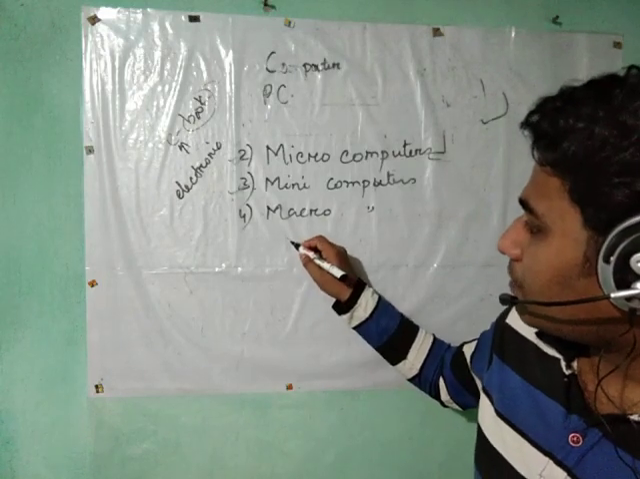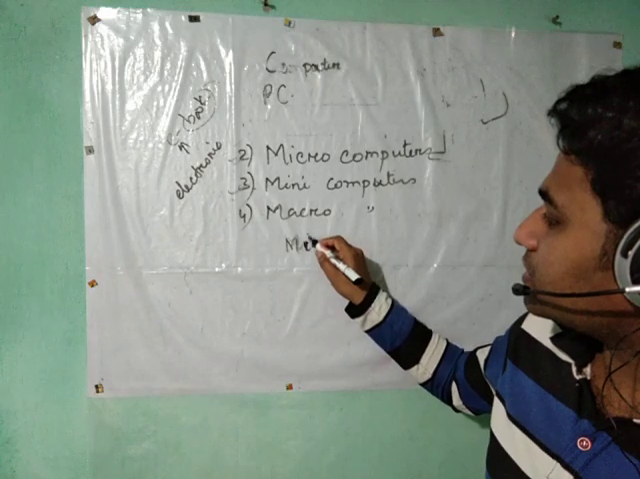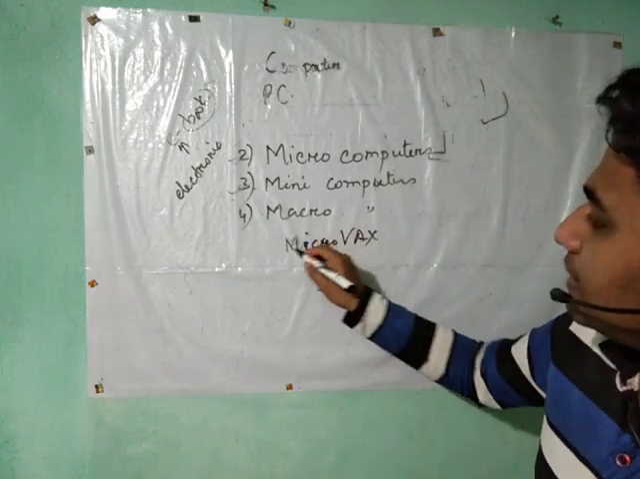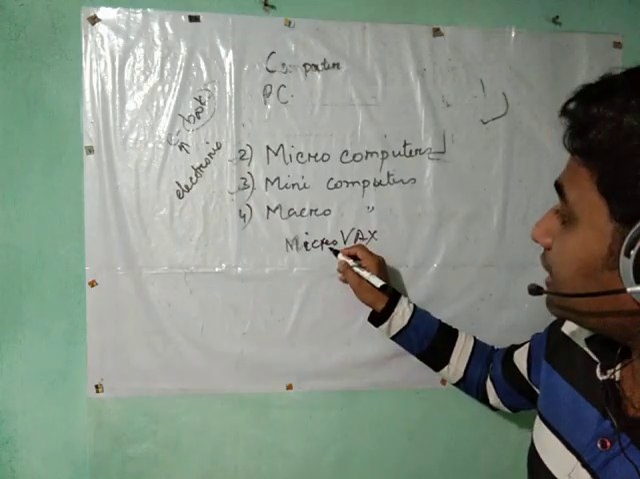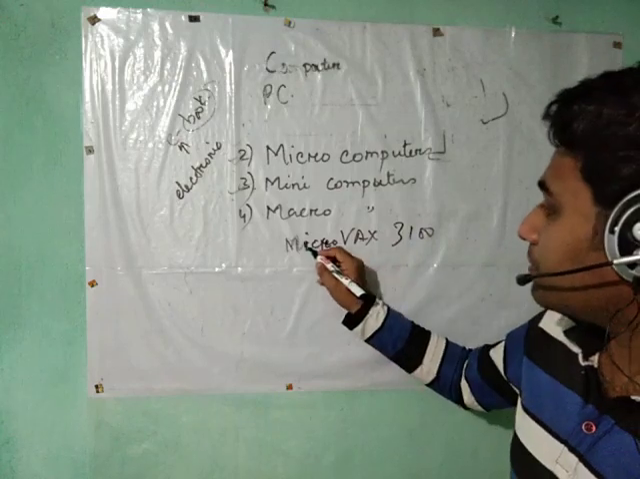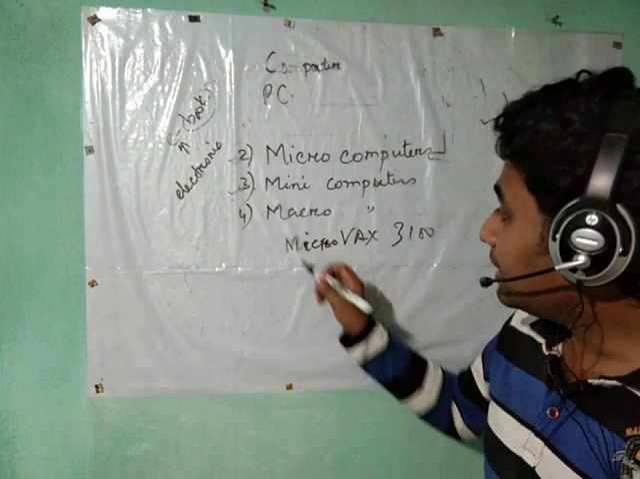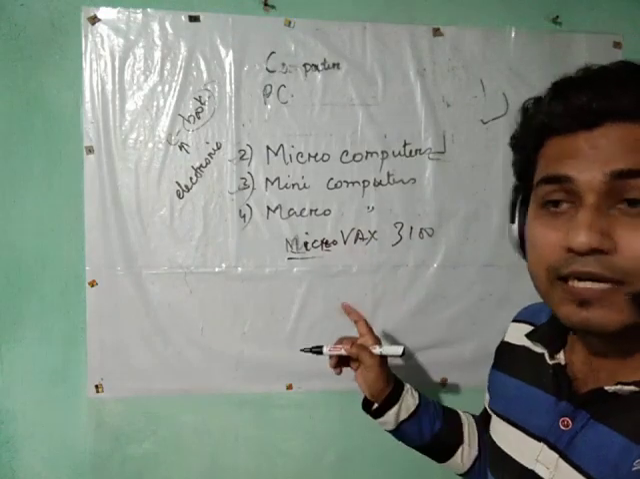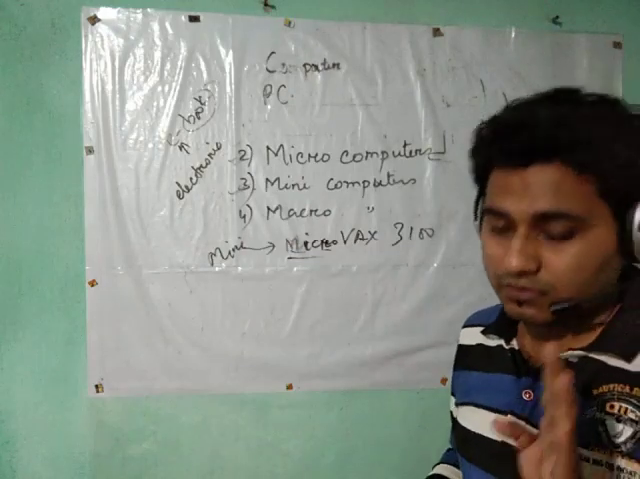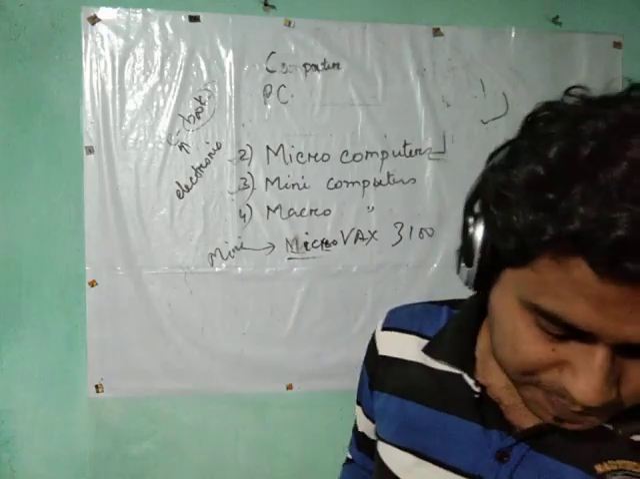One very important name: Microvax. Why am I discussing this now? Because the name has micro in it, but though it is written micro, it doesn't indicate that this is a microcomputer. It is not a microcomputer. You have to remember that it is a mini computer only. Don't get confused and don't make this mistake later.